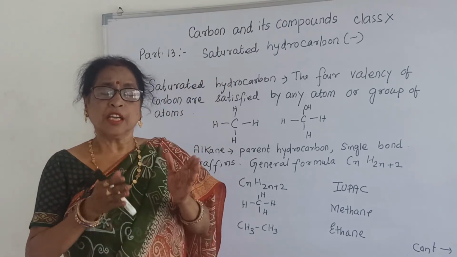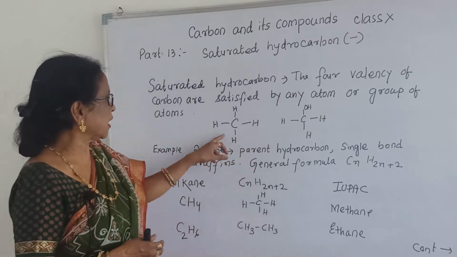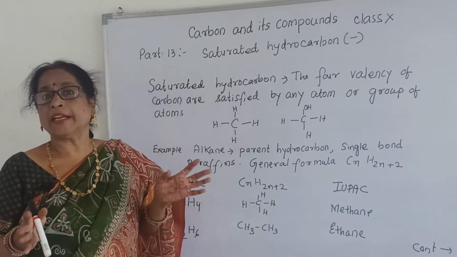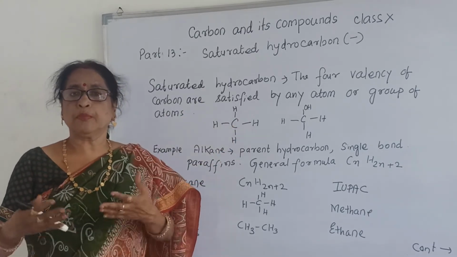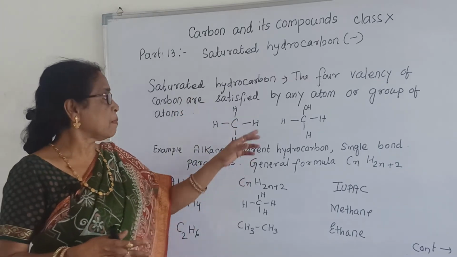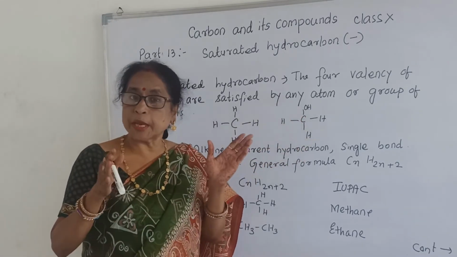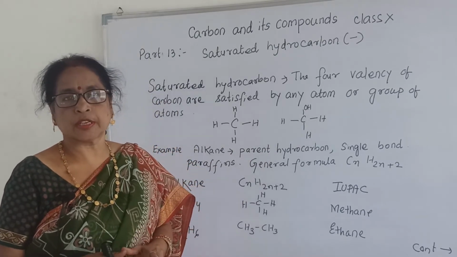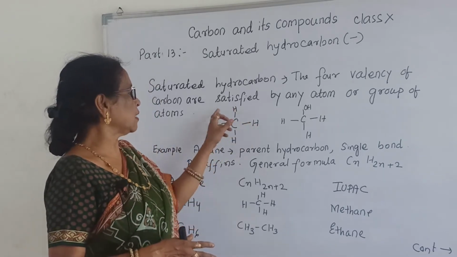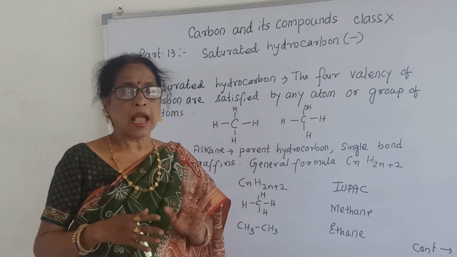Saturated means here, you know, carbon has 4 valency. See here, the 4 valency of carbon is satisfied by any atom, simply any atom, hydrogen, chlorine, bromine, any atom, and that is called saturated, or by any group of atoms also. If it is satisfied by any atom or group of atoms, then it is called a saturated hydrocarbon. Are you clear? Saturated hydrocarbon means the 4 valency of carbon is satisfied by any atom or group of atoms.